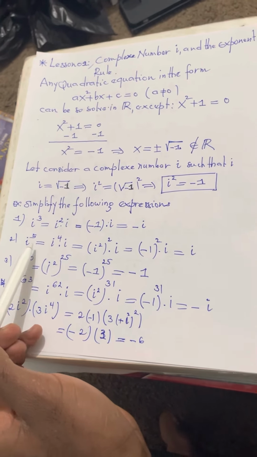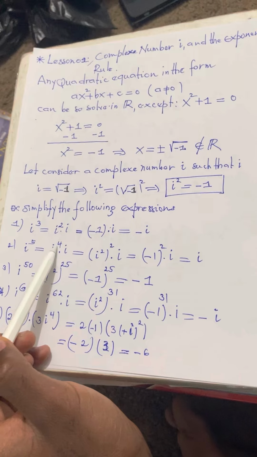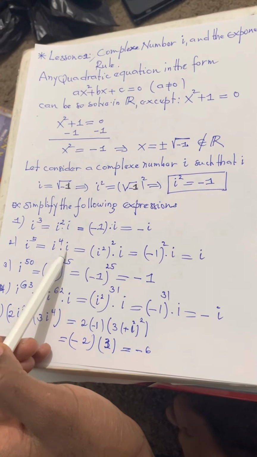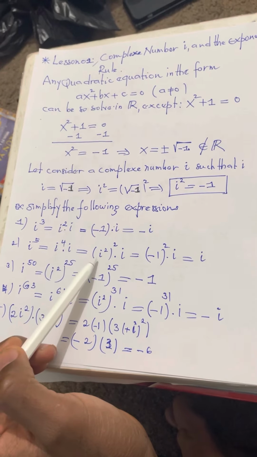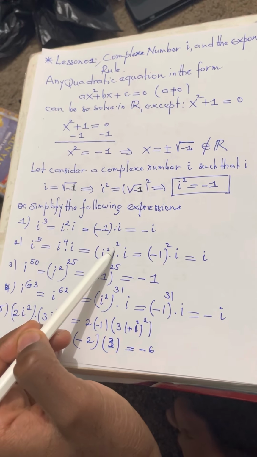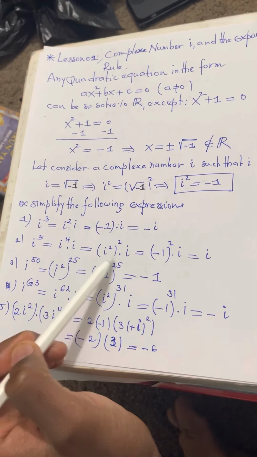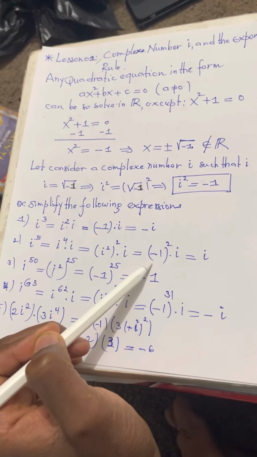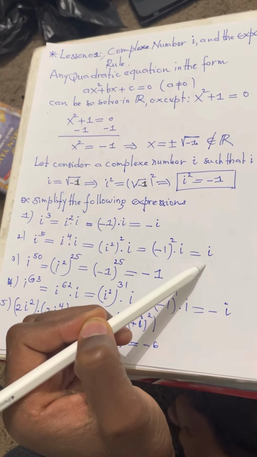What about i to the fifth? Well, I can break down i to the fifth as i to the power 4 times i. I can write the 4 as i squared, all squared, so times the i. Since i squared equals minus 1, I'm going to have minus 1 to the power 2 times i. Finally, i to the fifth equals i.